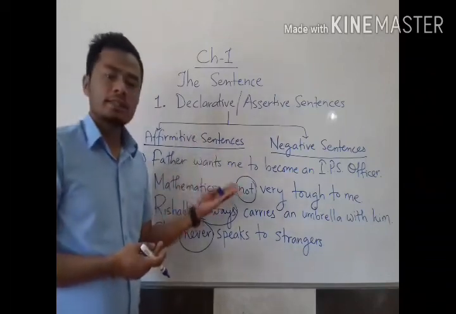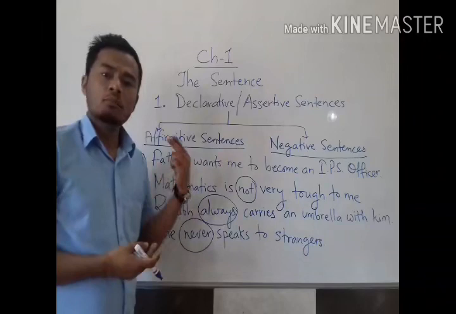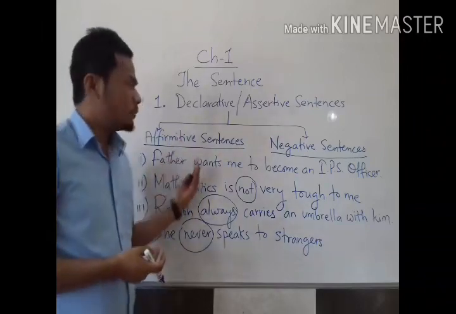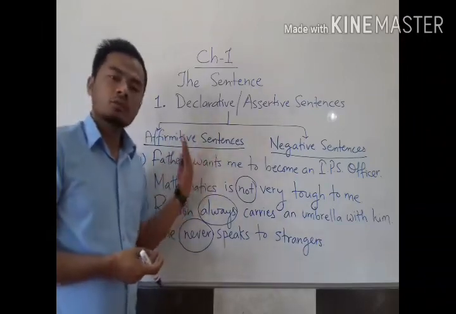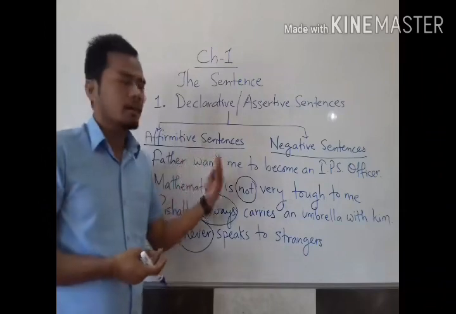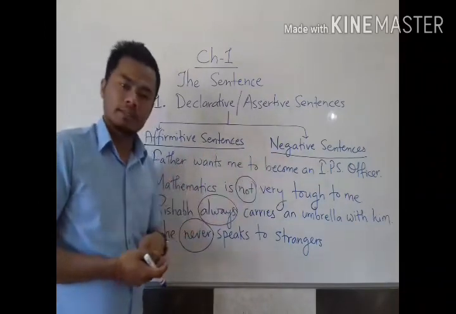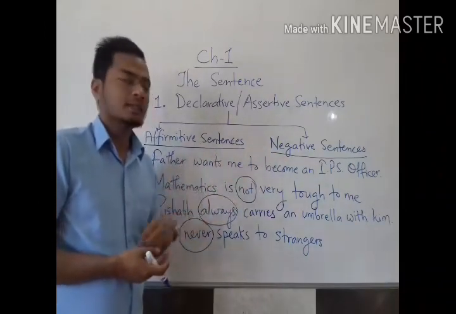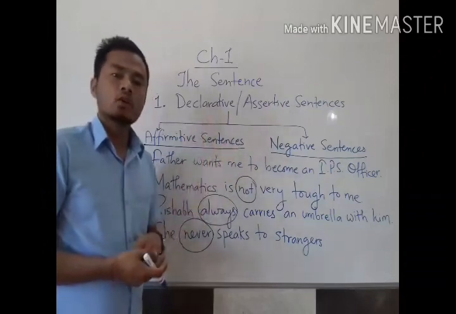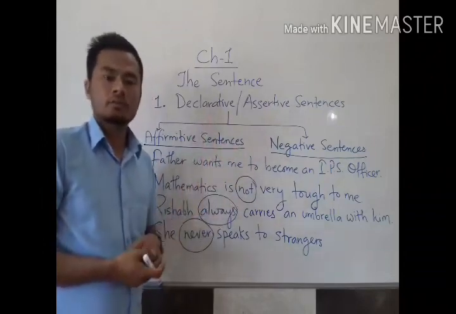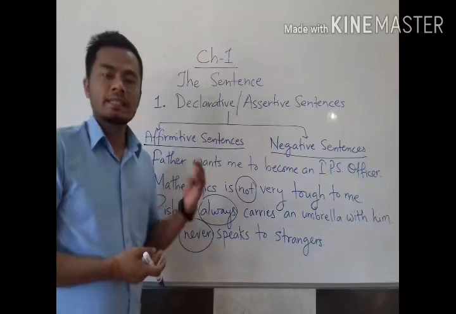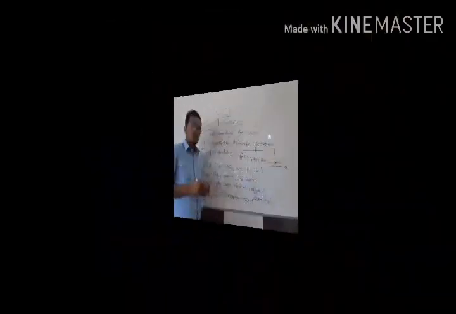Again, assertive sentences can be classified into two more kinds. They are affirmative sentences, which are also called positive sentences, and another one is negative sentences. Negative sentences contain expressions like no, not, never, none with them.